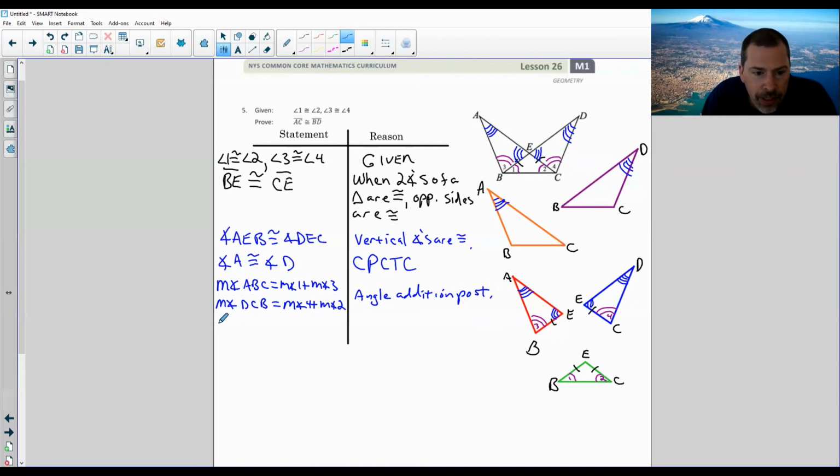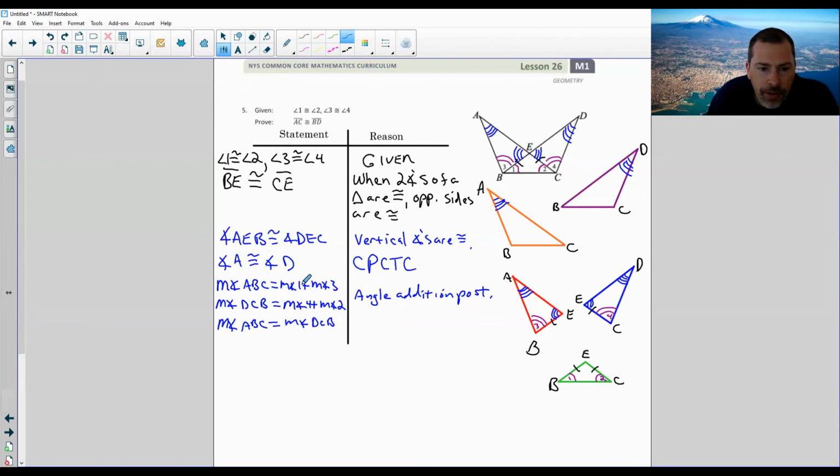So now I can say the measure of angle ABC equals the measure of angle DBC. Okay, is that right? No, DCB, my fault. Got to make sure I'm doing this correctly. That was a totally different angle. DCB.